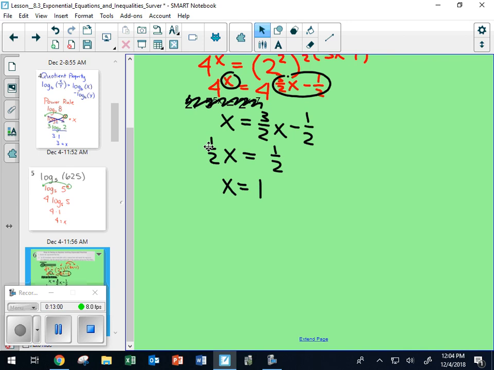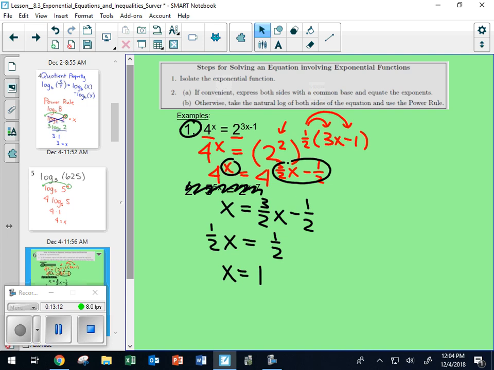Show of hands, who did this by changing it to a base of 4? Who did this by changing it to a base of 2? So you could change this to a base of 4, like we did. You could also change this to a base of 2 by keeping the right side the same. And on our left side, if we want a base of 2, what do we need to do?